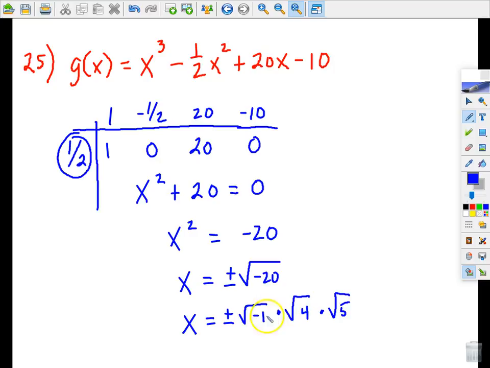2 of these radicals we can simplify, because the square root of 4 is 2, the square root of negative 1 is i, and then we're left with this radical that cannot be simplified. All right, and so that should be your answer for number 25. You get 1/2 as the rational 0, and then you've got these 2 complex zeros, positive and negative 2i square root of 5. Okay, so that's your answer for number 25.